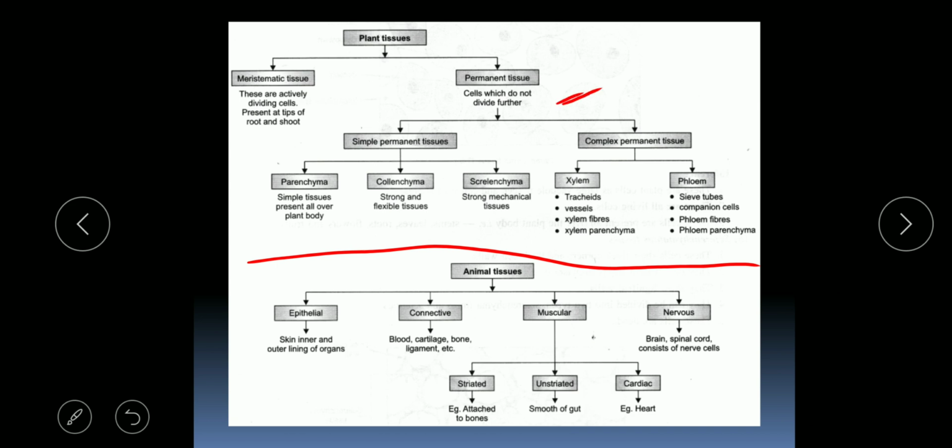The permanent tissue is divided into two categories, that is simple permanent tissue and complex permanent tissue. Simple permanent tissue is composed of structurally and functionally same type of cells. There are three types of simple permanent tissue, that is parenchyma, collenchyma and sclerenchyma. Whereas complex permanent tissue is composed of different types of cells. For example, xylem is composed of four different types of cells which differ in their structure as well as in their function. Complex permanent tissue is of two types, that is xylem and phloem.